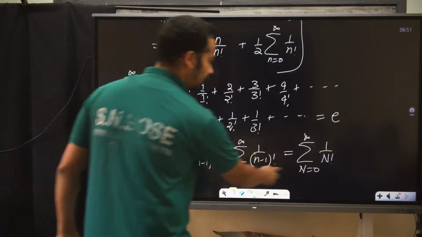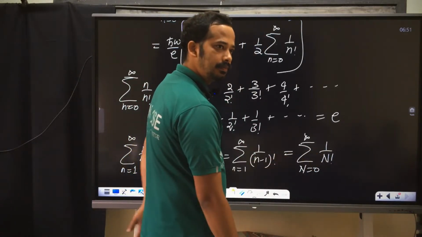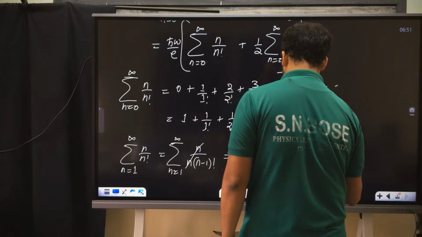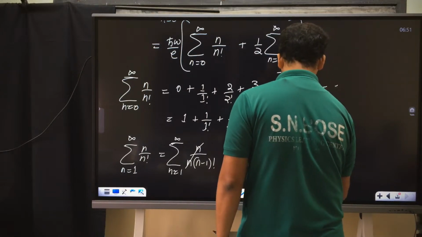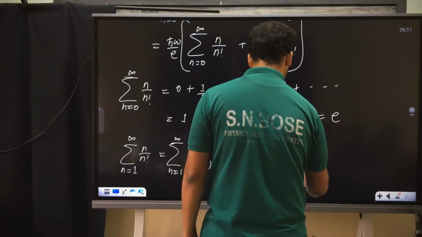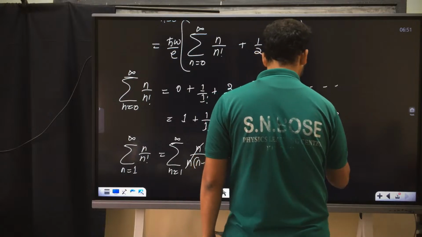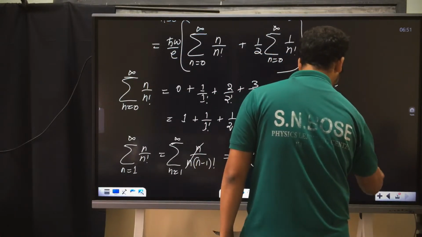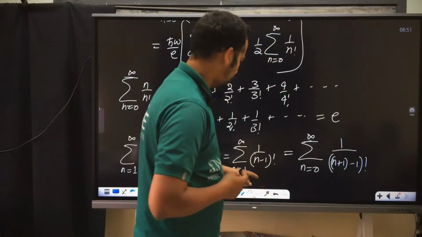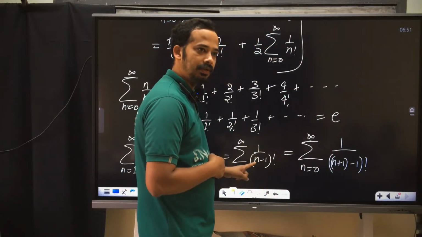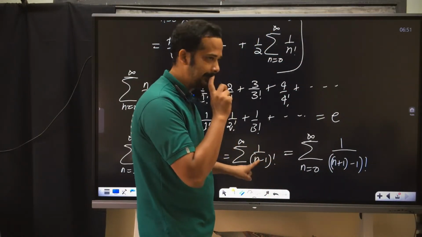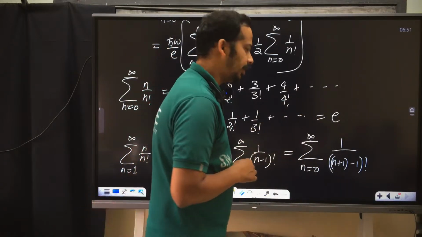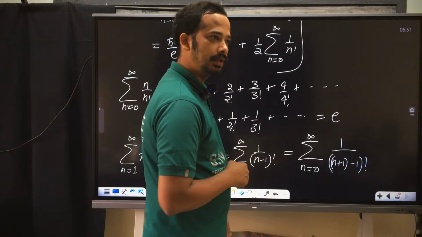I have taken capital N here. Or I'll do it like this: summation over n equal to 0 to infinity, 1 by (n plus 1 minus 1) factorial. That's what I'm saying. Earlier n started with 1. Now I'm starting n equal to 0, but I'll place n plus 1. Is that okay? Speak up.